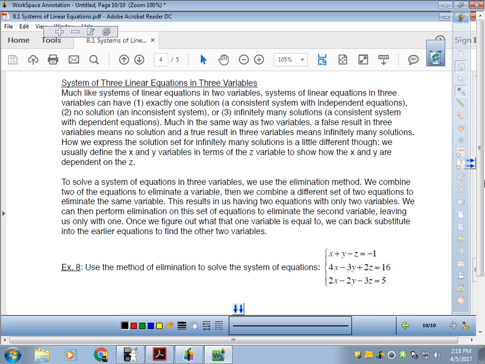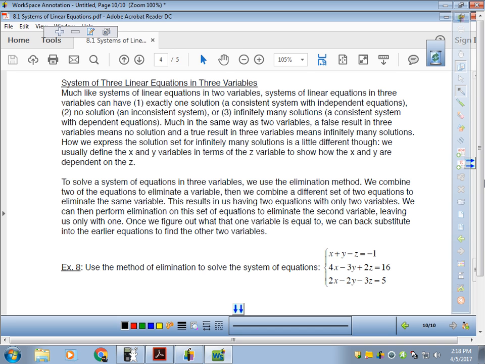Now, to solve a system of equations in three variables, we use the elimination method, but we actually end up having to use it 3 different times. We use it 2 times to eliminate one of the variables from 2 different sets of equations. So like if I number my equations 1, 2, and 3, then I'm going to pick a variable like x and say, hey, I want to eliminate x from 1 and 2, and I want to eliminate x from 2 and 3.